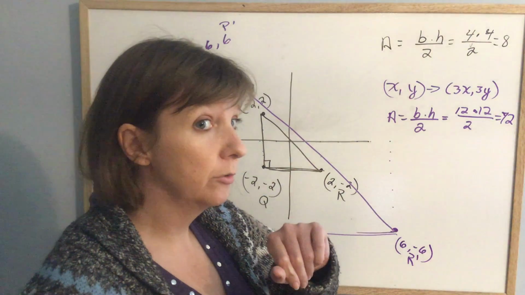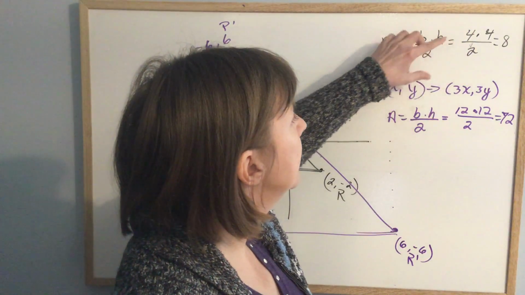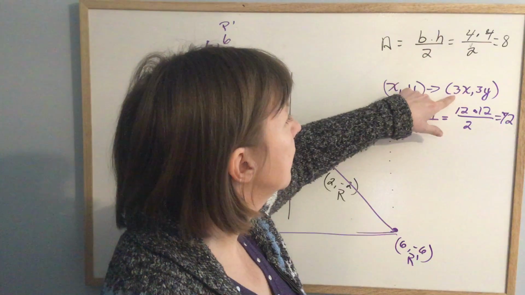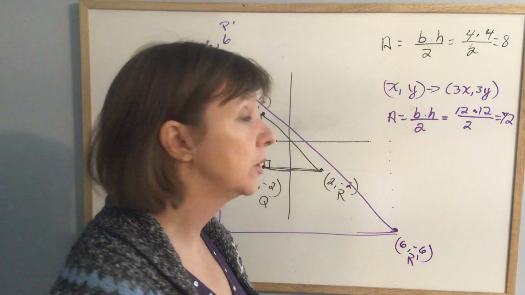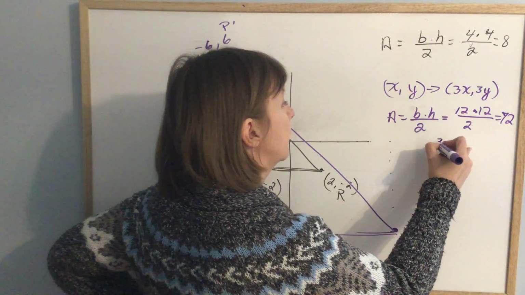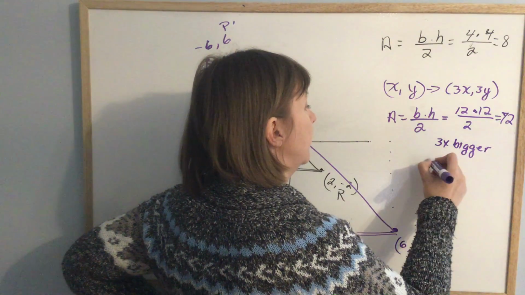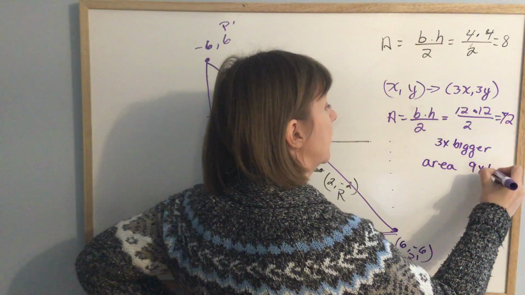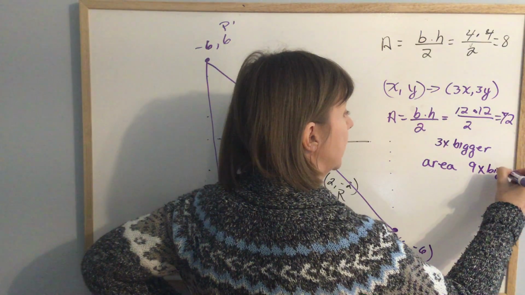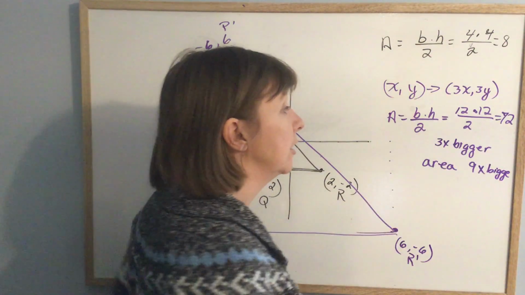So here's what I want you to notice. The object is 3 times bigger, okay? The object is 3 times bigger. The area is 9 times bigger, right? Because this is 8, this is 72. If you do 9 times 8, you get 72.